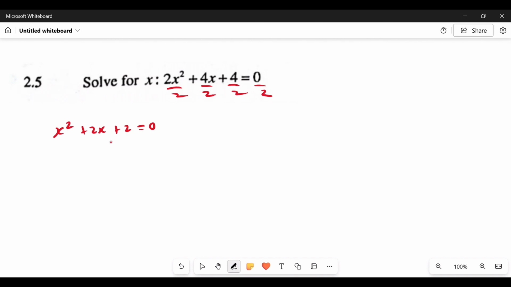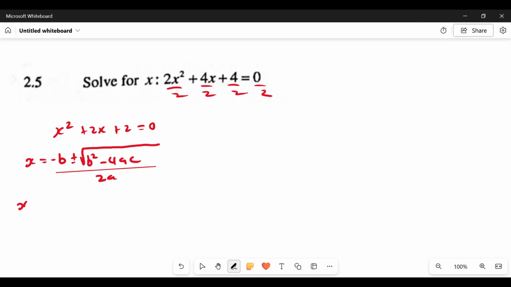Then it's time for you to find the factors. You can't find the factors, so you better use the quadratic formula. So let's do it. x is equal to negative b plus or minus the square root of b squared minus 4ac, divided by 2a. We all know that a is the coefficient of x squared, b is the coefficient of x, and c is the constant.